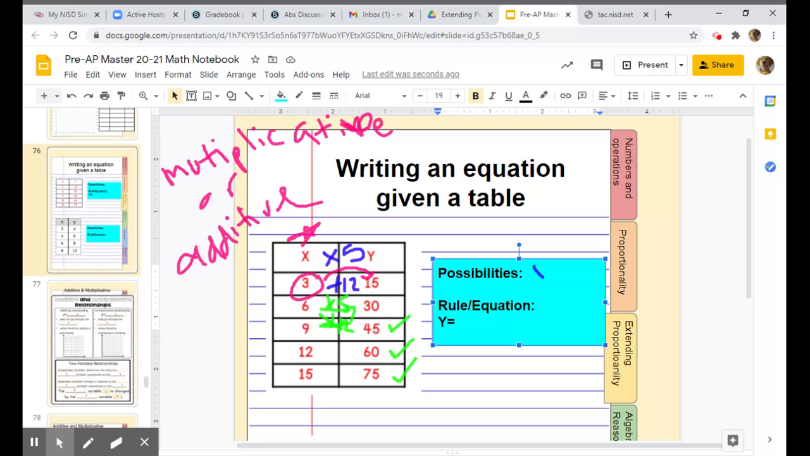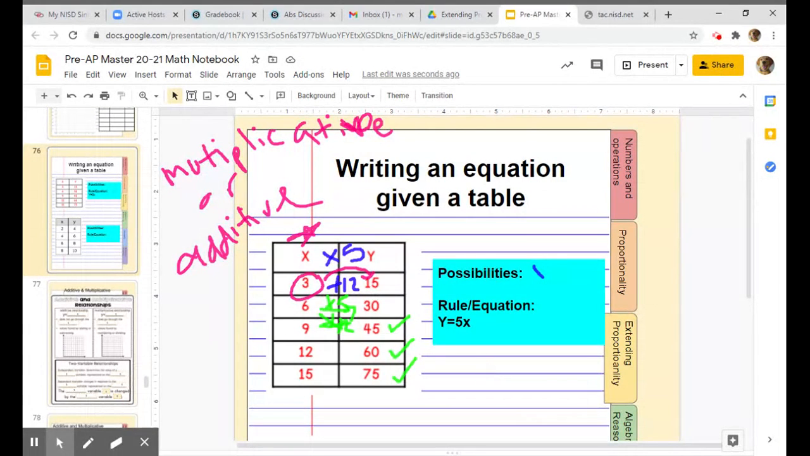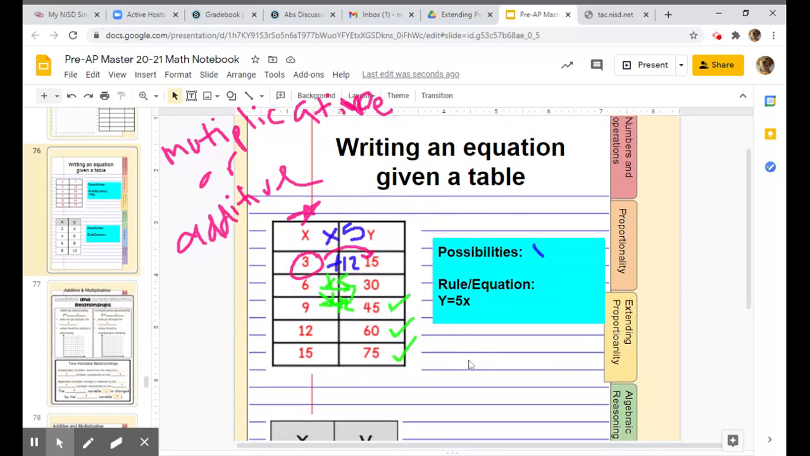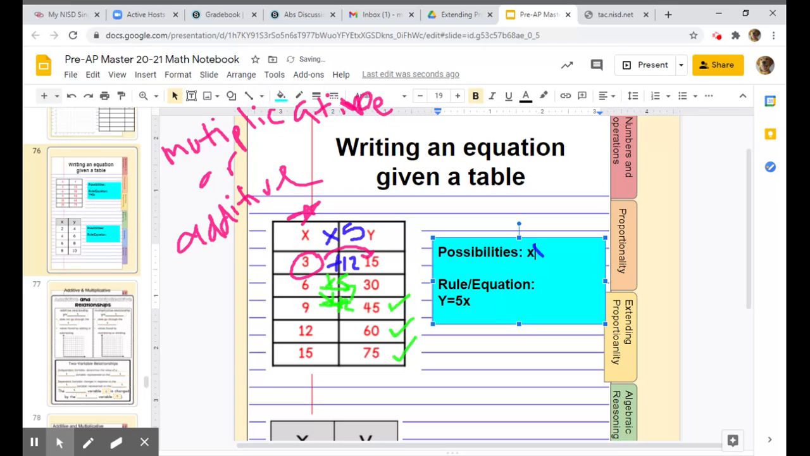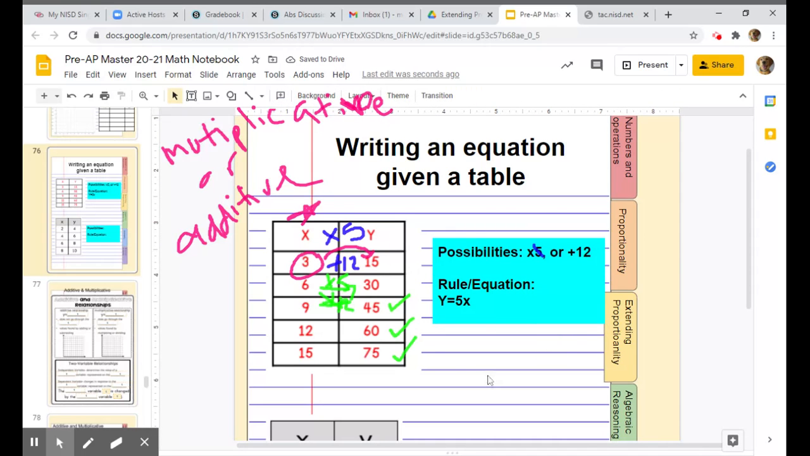So remember, if we're doing times, we're going to do 5x, because if the letter and the number are right next to each other like that, it means to multiply. Okay, you can also divide here to be a multiplicative relationship as well. Okay, so that is for the first one here. Remember, your possibilities were either times 5 or plus 12. Okay, so that's what you should have typed in there for your possibilities.